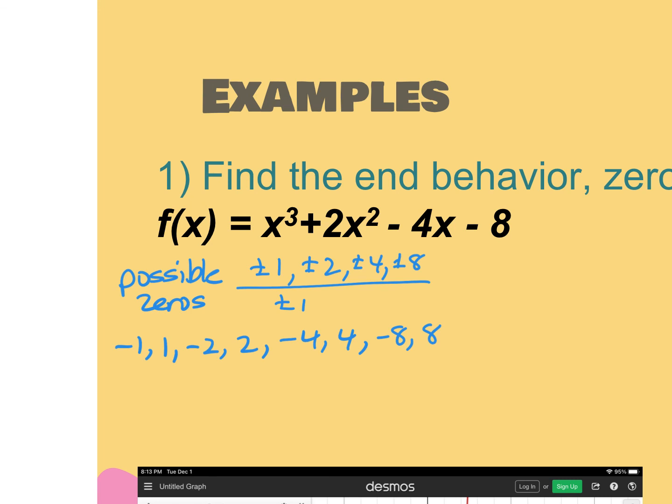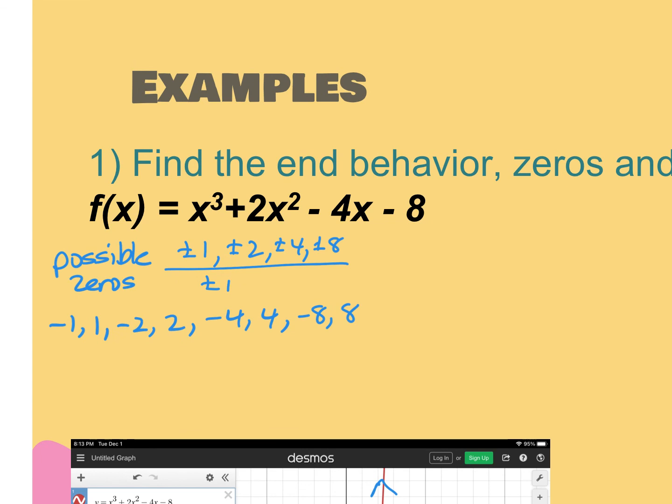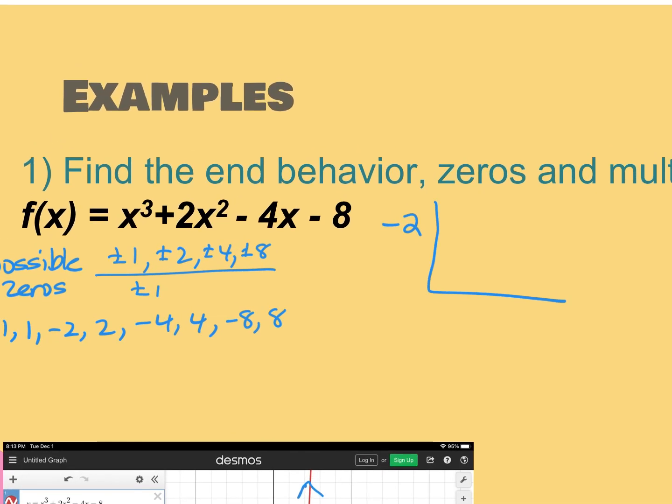So I already graphed it on Desmos. I can see that -2 was one of the answers. So I'm going to go ahead and do synthetic with -2. I could have also done the +2. It doesn't matter. So now I'm going to take all of my coefficients, put it in. So 1, 2, -4, -8. Now bring down, multiply, add the column, multiply, add the column, and I got a remainder of 0.